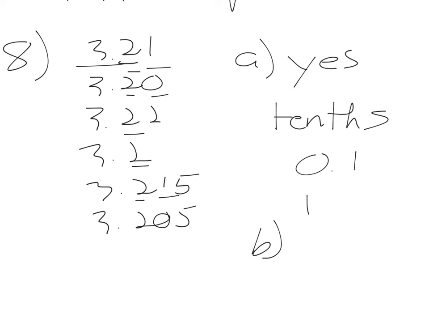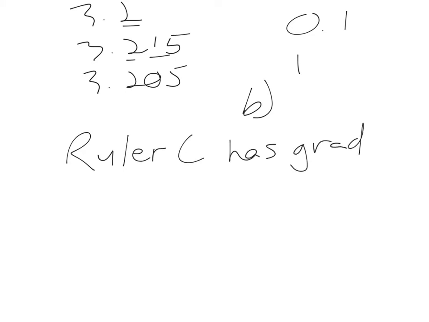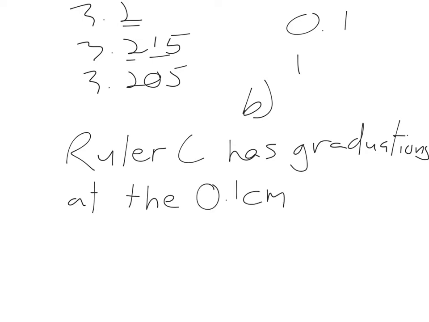B, what do we got for B? What feature of the ruler made it possible for the students to agree on the values in those digits? So this particular ruler, it's got 0 and 10, and it's got 1, 2, 3, 4, but it's also got 0.1, 0.1. So this ruler, I'll try to write it as a full sentence. Ruler C has graduations at the 0.1 centimeter level.